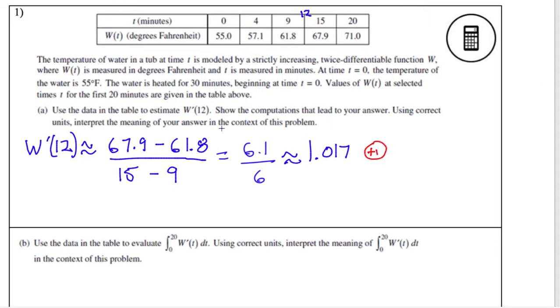And then it also asks to interpret the meaning of your answer in the context of the problem. So what does W prime of 12 mean? Well, W of 12 is just the degrees. So if I take the derivative, now I'm adding on minutes to the denominator. It's degrees per minute. So it's now a rate because it's per time. So it's the rate of change.